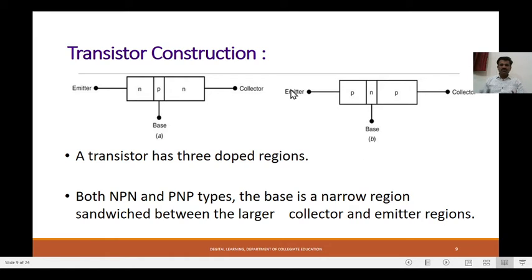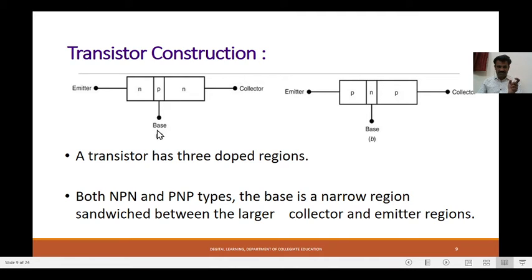And let's see how the construction of an NPN and PNP transistor takes place. As I said earlier, it has three doped regions, and it has NPN and PNP types. So both NPN and PNP types have a very narrow region which has been sandwiched between the larger regions called the emitter and collector.